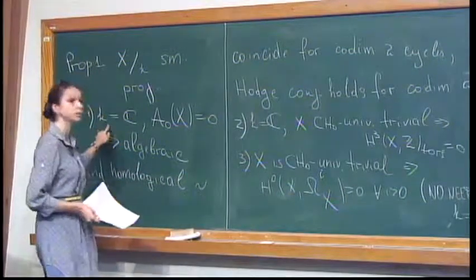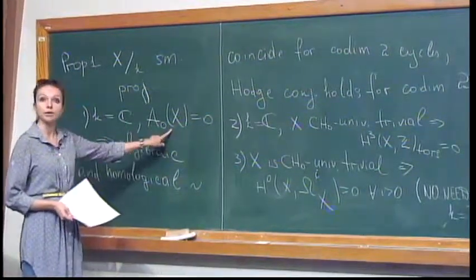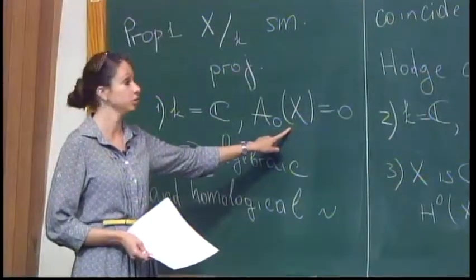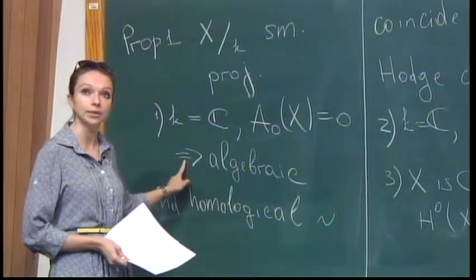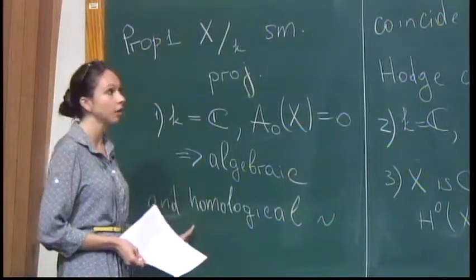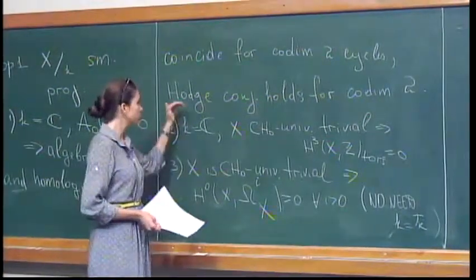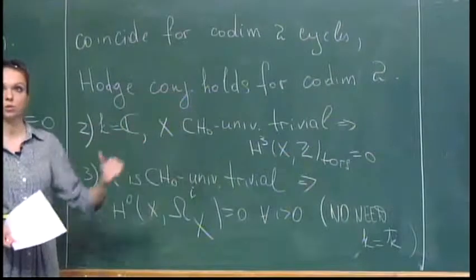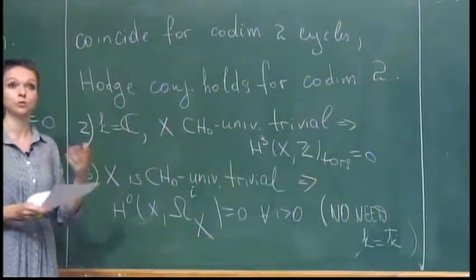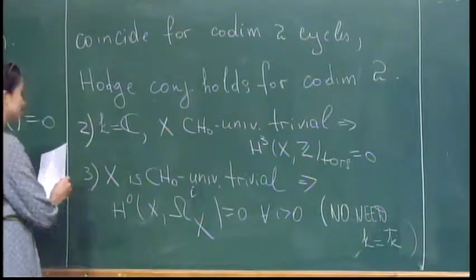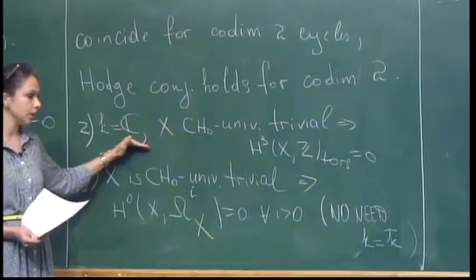The first one is if the base field is the field of complex numbers. Then if you have a trivial group of 0-cycles of degree 0, it's a result by Bloch and Srinivas that algebraic and homological equivalences coincide for codimension 2 cycles. Also, one has the Hodge conjecture for cycles of codimension 2. I put this mostly for general culture and for the history of these properties. What we will be interested in is mostly the second property and the third one.